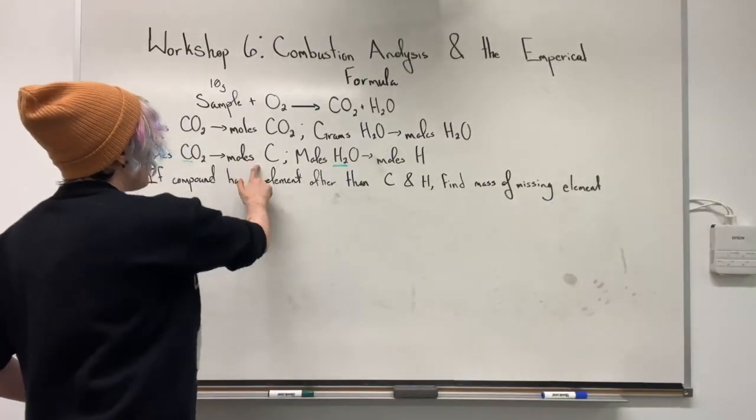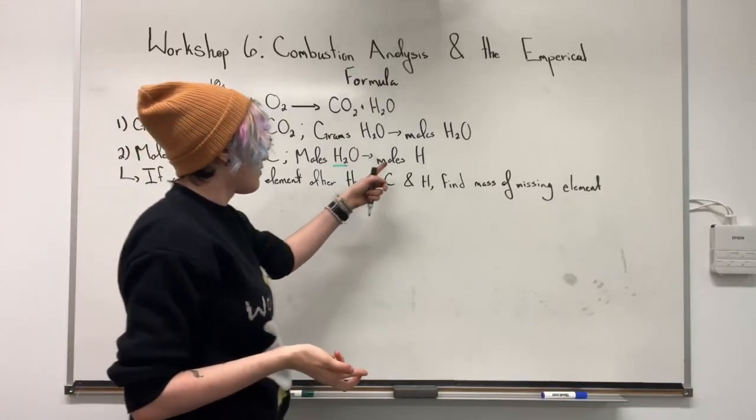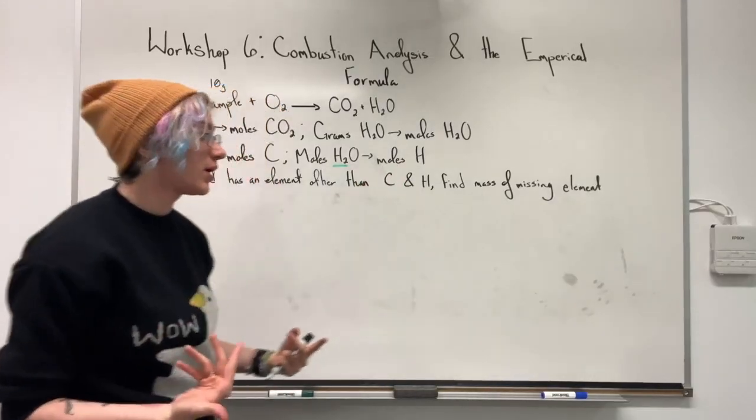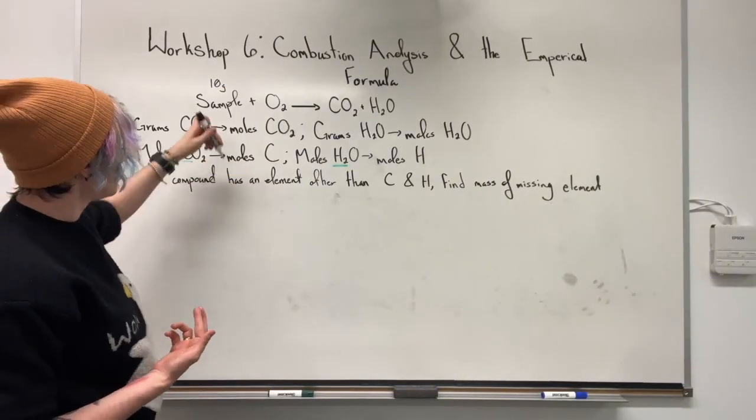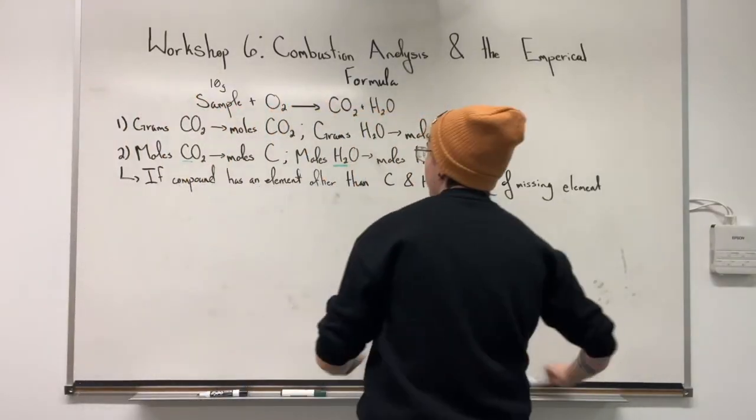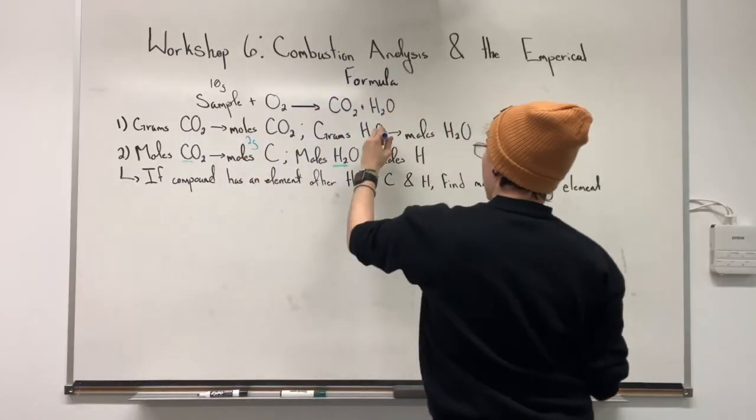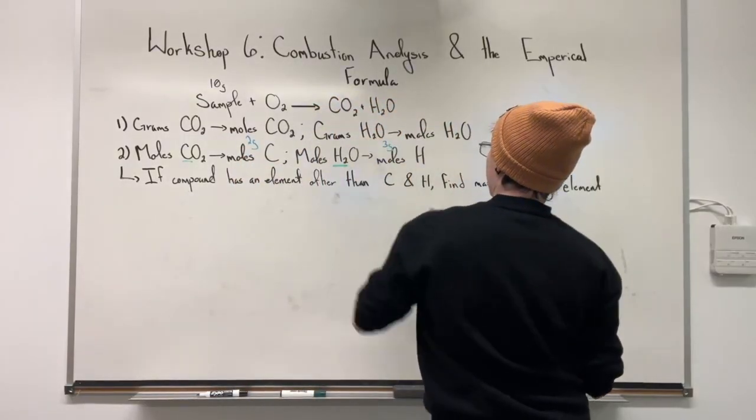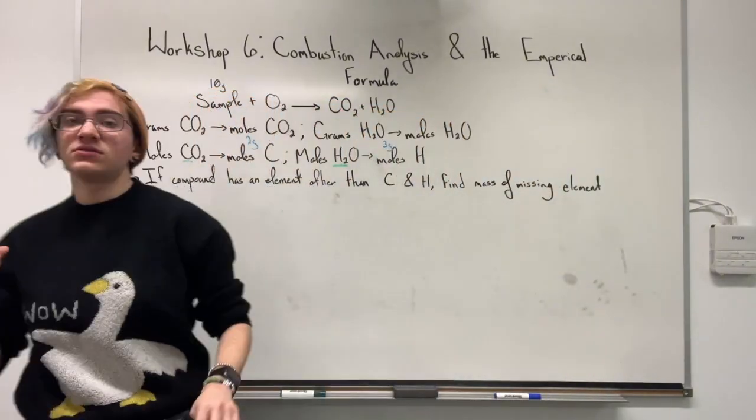But if we have moles of carbon, then we know we can get grams of carbon. And if we have moles of hydrogen, we know we can get grams of hydrogen. Let's say when we convert this into moles of carbon, we are then left with 2 grams of carbon and 3 grams of hydrogen. And we know that our sample originally had 10 grams.